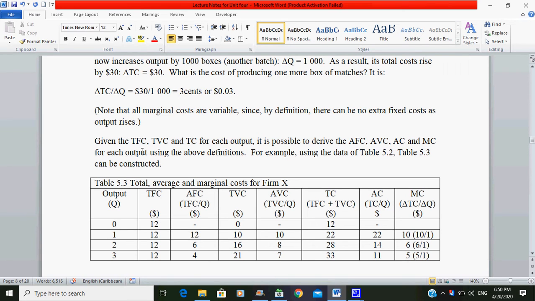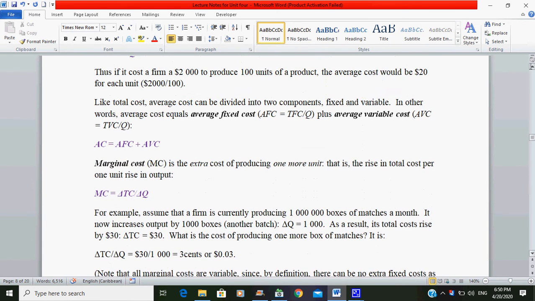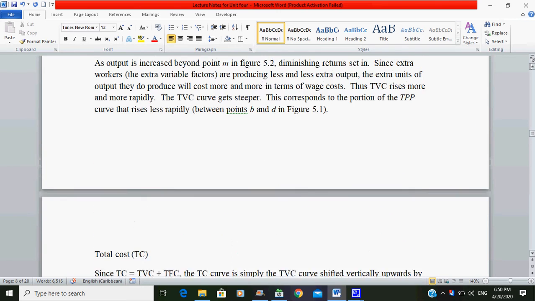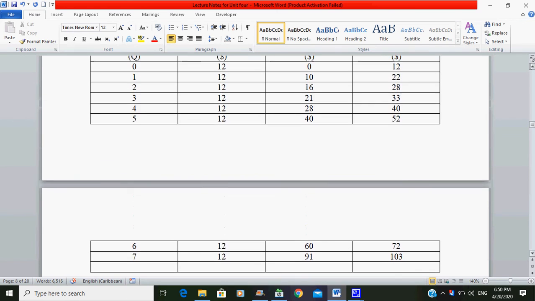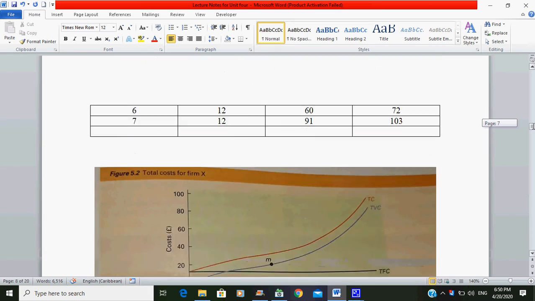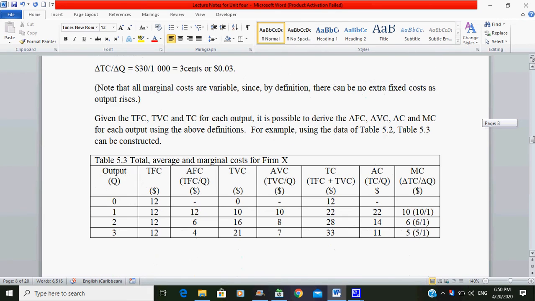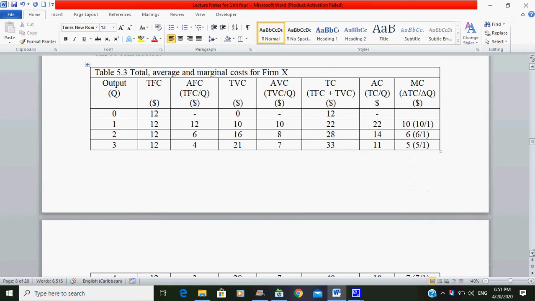Given the total fixed cost, total variable cost, and total cost for each output, it is possible to derive the average fixed cost, average variable cost, average cost, and marginal cost for each output using the above definitions. For example, using the data of table 5.2, which is this data right here, table 5.3 can be what? Constructed. So this table 5.3 was constructed based on what? Table 5.2.